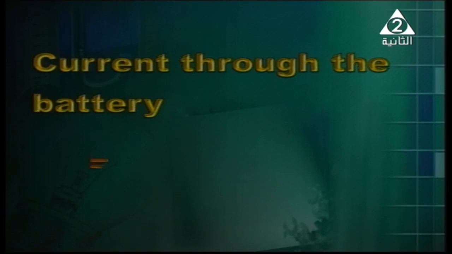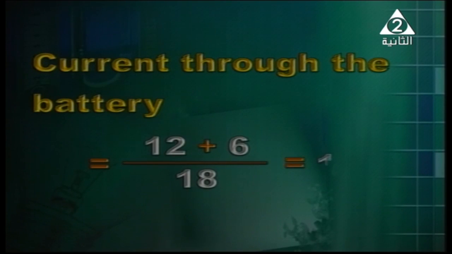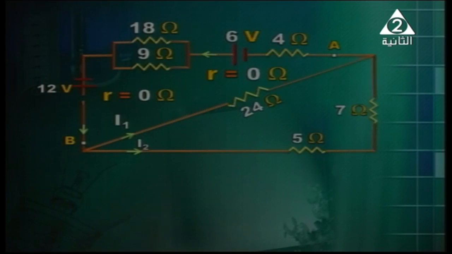Current through the battery, your attention: the EMF of the two cells are added together because they've got the same direction. 12 plus 6 over 18, 18 over 18, it is 1 ampere. Okay, so the total current is equal to 1 ampere.